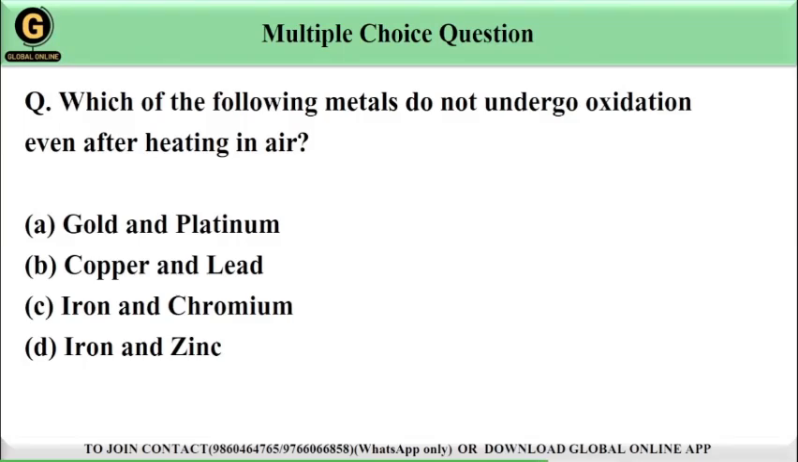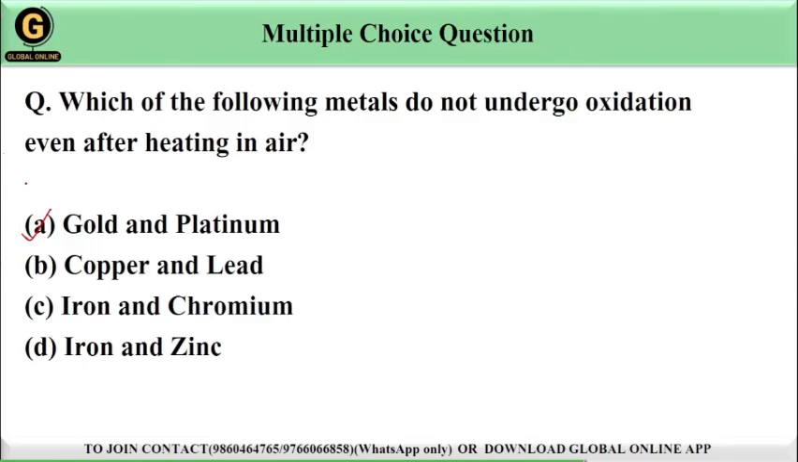The correct answer among the options will be option A, gold and platinum, because these two are noble metals, meaning they do not easily react with oxygen even when heated. This makes them resistant to oxidation and corrosion, unlike other metals such as iron and zinc. So the correct answer is option A, gold and platinum. Let's move to the next question.